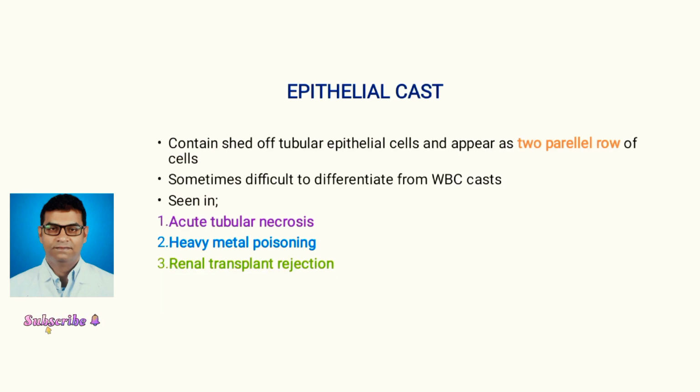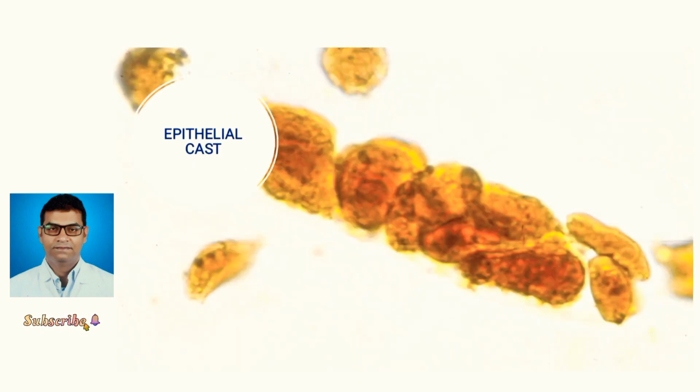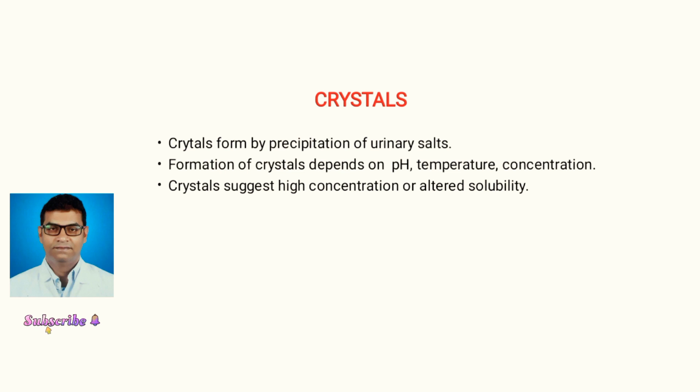Epithelial casts. Epithelial casts contain shed tubular epithelial cells and appear as two parallel rows of cells, sometimes difficult to differentiate from the WBC casts. And these epithelial casts are seen in acute tubular necrosis, heavy metal poisoning, and in renal transplant rejection. See the yellowishness.